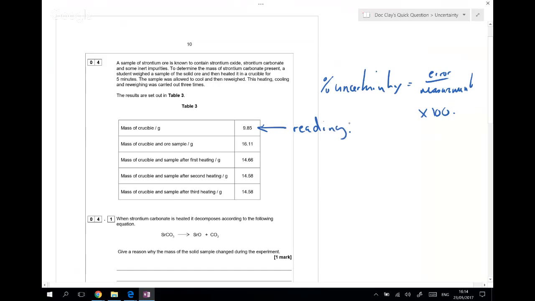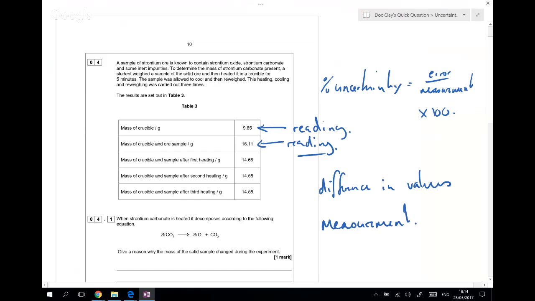But actually what we end up doing in this experiment is we end up weighing by difference. So this here is a reading, and what we end up working out is a difference in values. And therefore, actually what we're doing in this is we are taking a measurement. So where we've talked about so far, where we've talked about the appearance of the measurement, we're observing here some measurement error rather than a reading error.